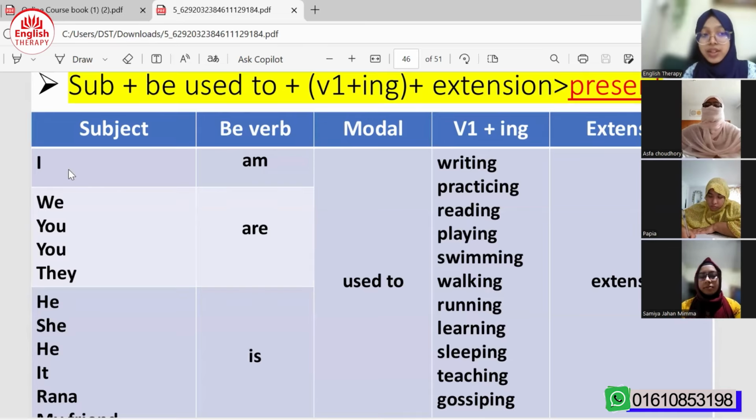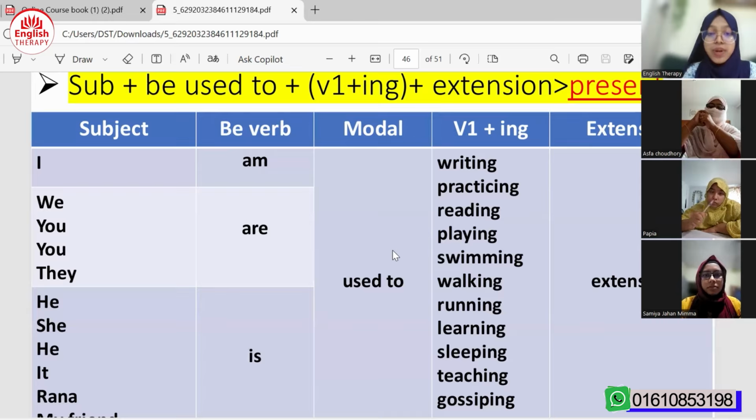Before that, I'm telling you by using all the subjects. Listen carefully. I am used to practicing. আমি চর্চা করতে অভ্যস্ত. We are used to practicing. আমরা চর্চা করতে অভ্যস্ত. You are used to practicing. তুমি চর্চা করতে অভ্যস্ত. You are used to practicing. তোমরা চর্চা করতে অভ্যস্ত. They are used to practicing. তারা চর্চা করতে অভ্যস্ত. He is used to practicing. সে চর্চা করতে অভ্যস্ত. She is used to practicing. সে চর্চা করতে অভ্যস্ত. Rana is used to practicing. Rana চর্চা করতে অভ্যস্ত.